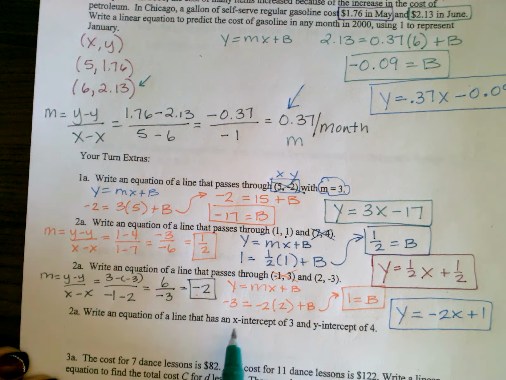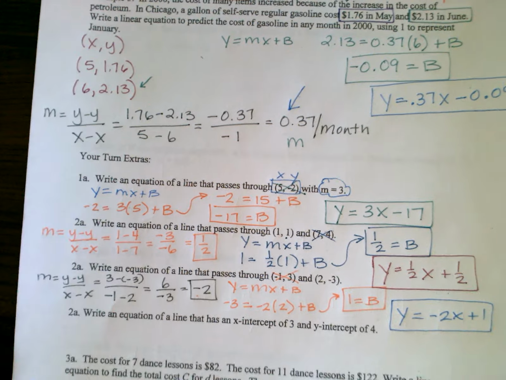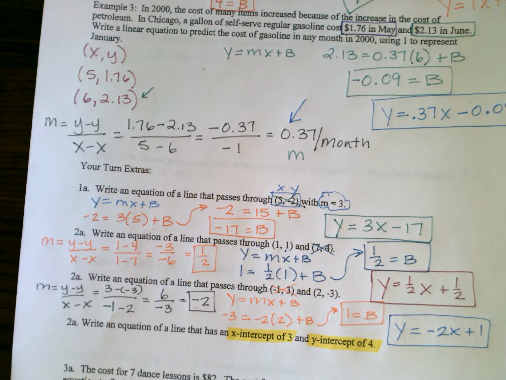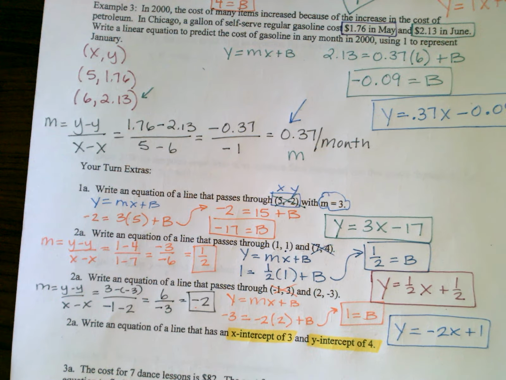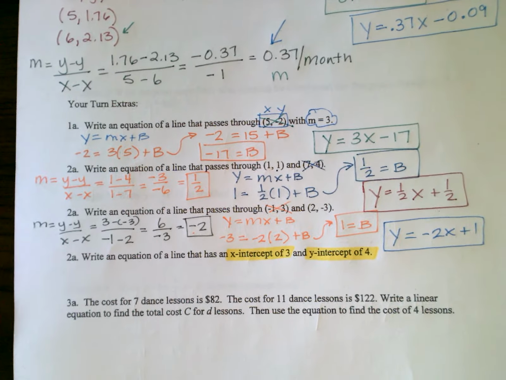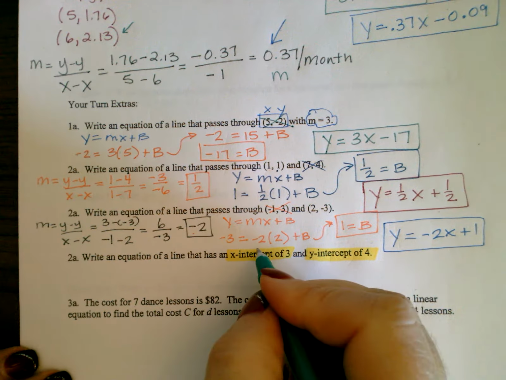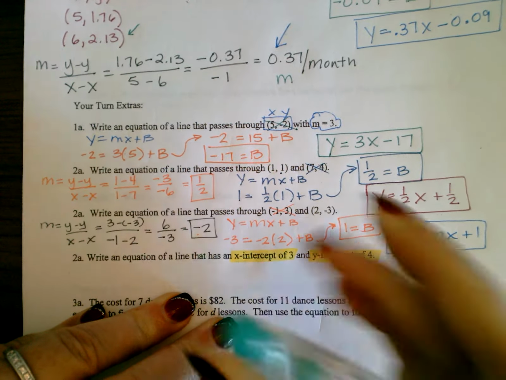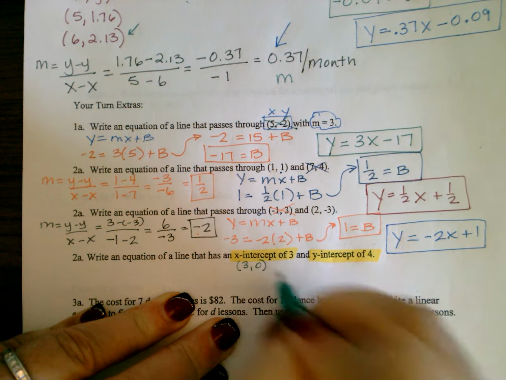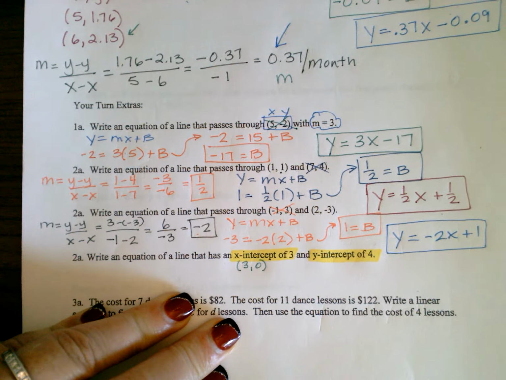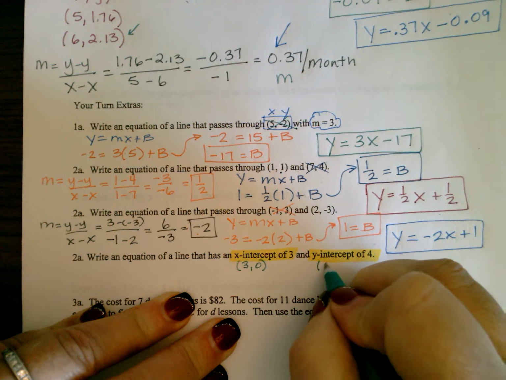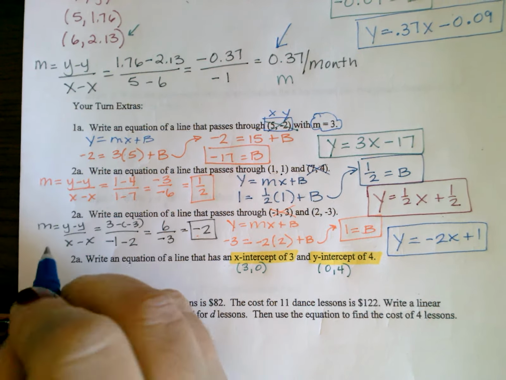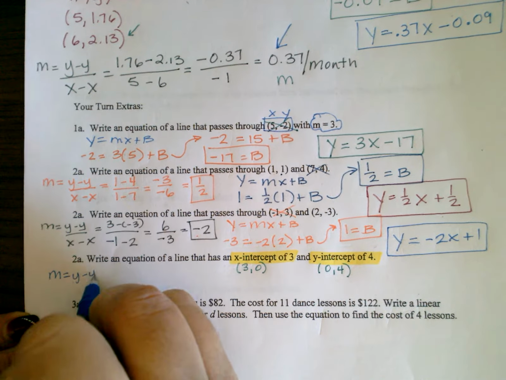Marvelous. Write an equation on the line, with an x-intercept of 3 and a y-intercept of 4. So we really need to pay attention to what we have going on here. X-intercept of 3, what is my ordered pair for that? X-intercept of 3 would be the ordered pair, not 0, 3. Sorry about that. The ordered pair 3, 0. What is the ordered pair for y-intercept of 4? That is 0, 4.